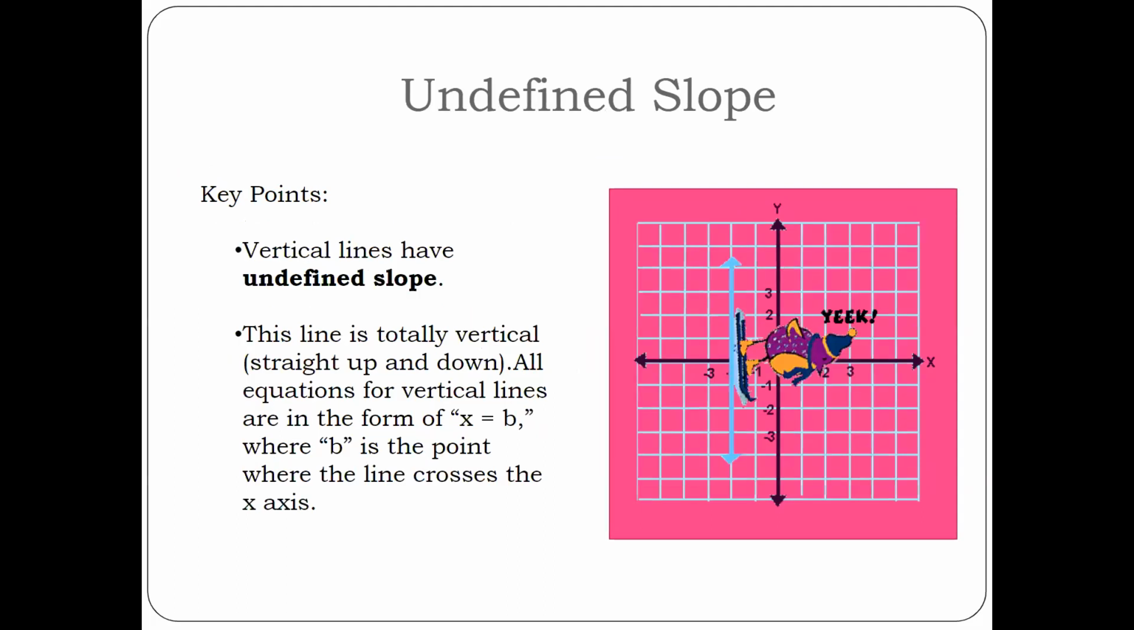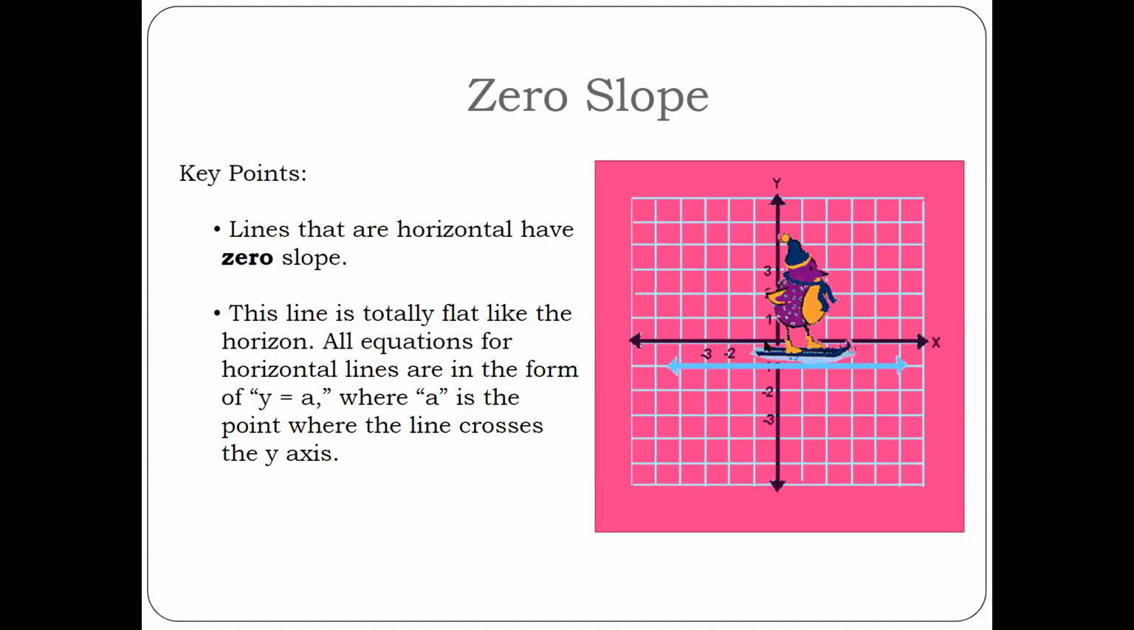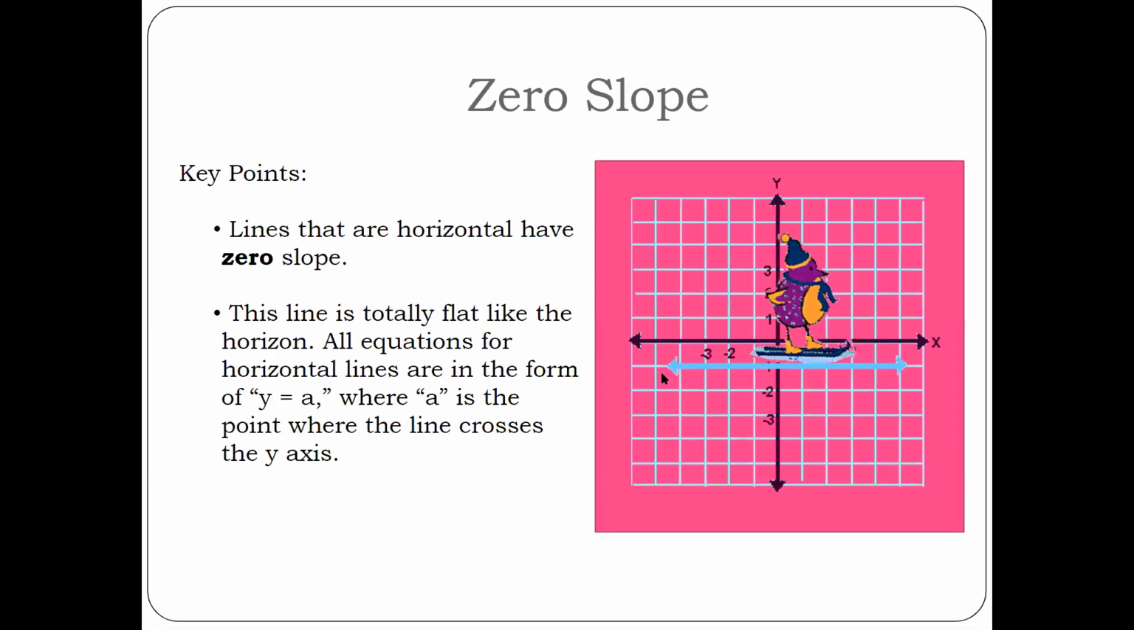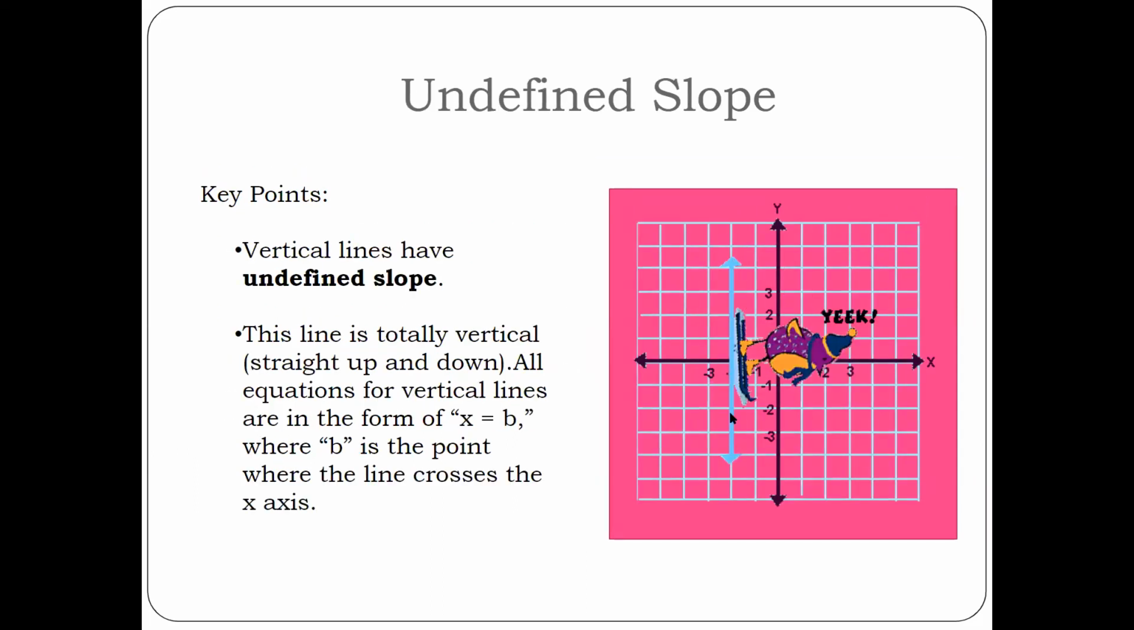The fourth style is the vertical line. Totally straight up and down. The horizontal line had 0 rise, but infinite run. Here with the vertical line, we've got infinite rise, but 0 run. So now the bottom number in our slope is 0. There's no way to define how to divide by zero. So that's why this one is called undefined slope.